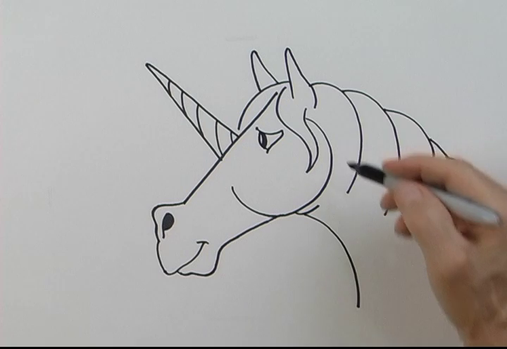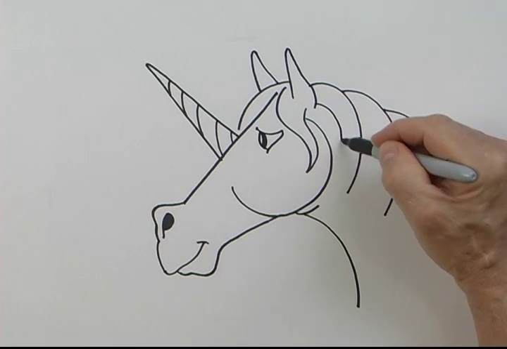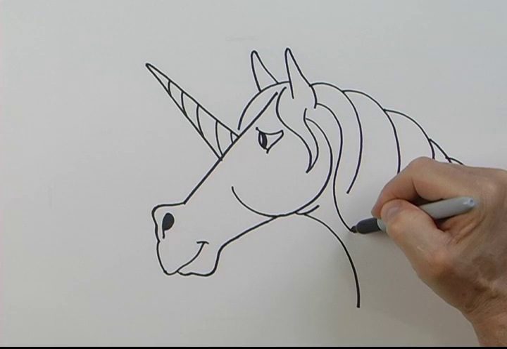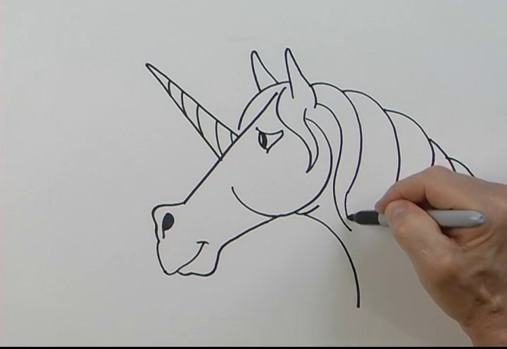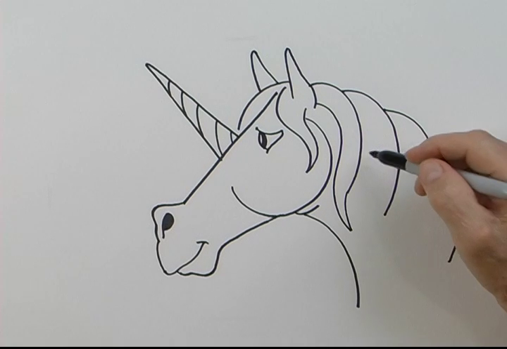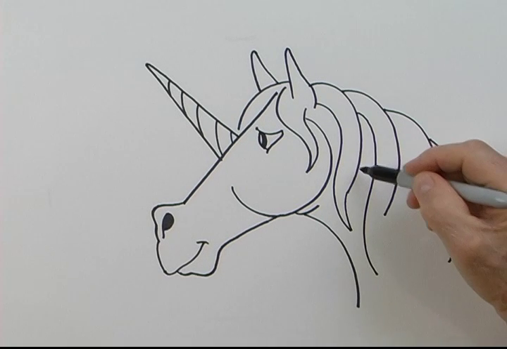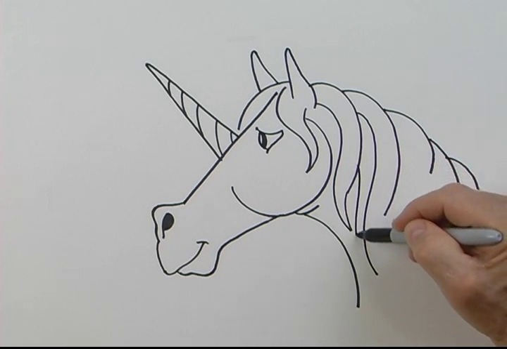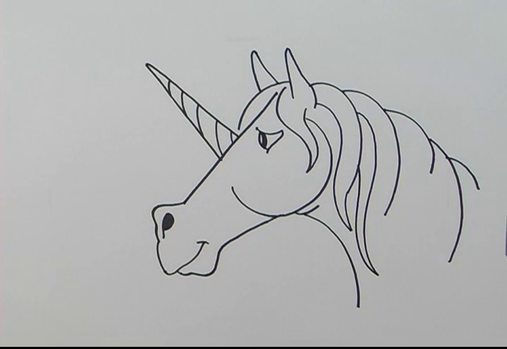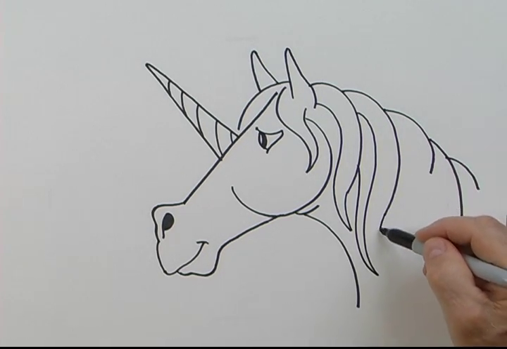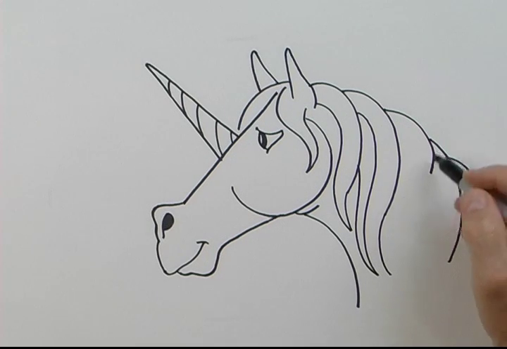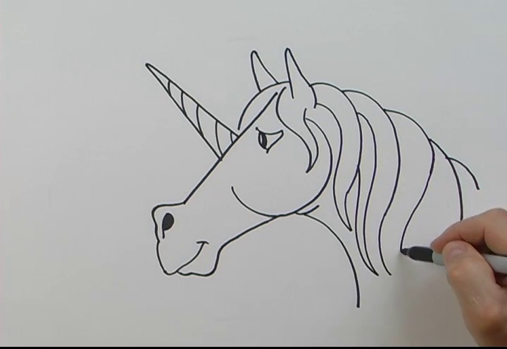Let's finish the horse's mane. All right, starting right there, let's bring that line down. Another one to connect it. Look at that. Take a look at the letters in the alphabet and see how many cartoons or drawings you can make out of letters.